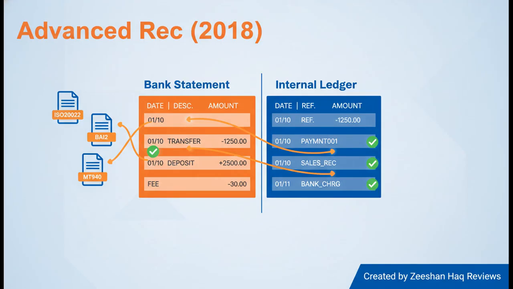That advanced module back in 2018 was a true game changer. For the first time, you could just import bank statements directly into the system. You could actually see your bank statement and your ledger right next to each other on the same screen. No more switching back and forth. And the best part? You could set up rules to automatically match most of your transactions. This was really the beginning of the end for that manual tick-and-tie nightmare.